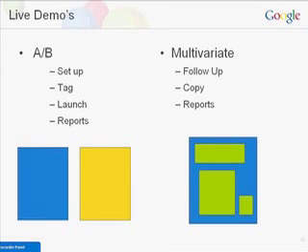The first thing we're going to do is an A/B test. We're going to set it up, tag it, launch it, and then look at some sample reports. And then we're going to do the same thing with the multivariate.